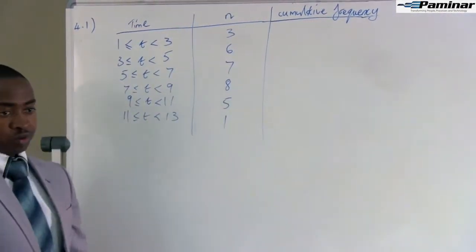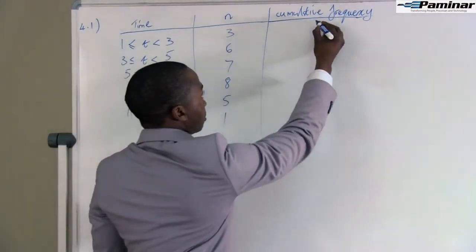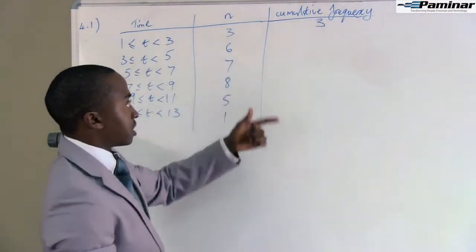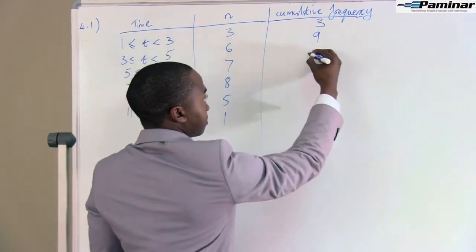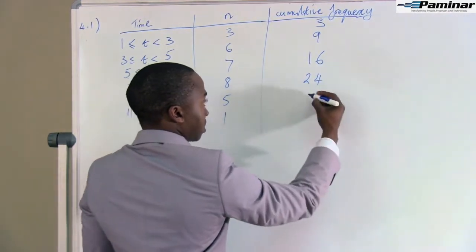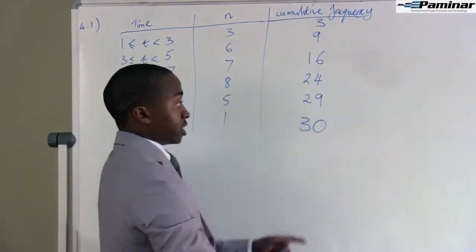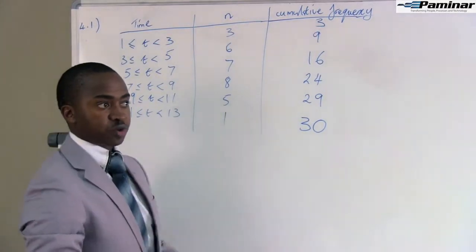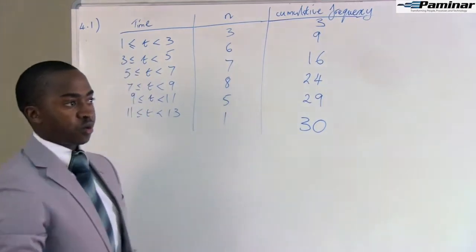Okay, and remember with cumulative frequency, you start off with the same number that they have on top, which is 3. Then from there, you continue adding the next number. So 3 plus 6 will be 9. So your next number here will be 9. Then 9 plus 7, 16. 16 plus 8, 24. 24 plus 5, 29. Then 29 plus 1. And always, as a check, your last number here should always indicate the total frequency you're working with. Okay, so in general that's question 4.1.